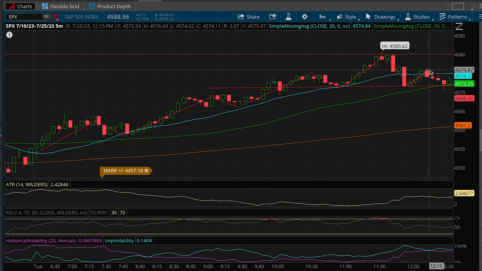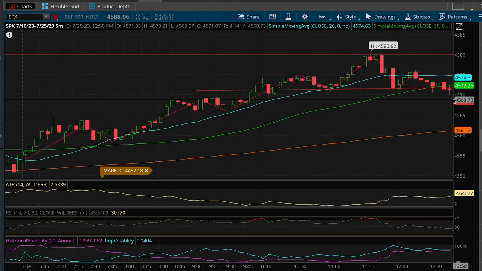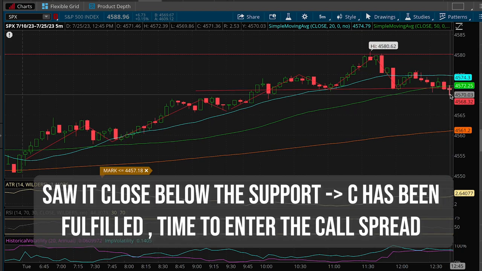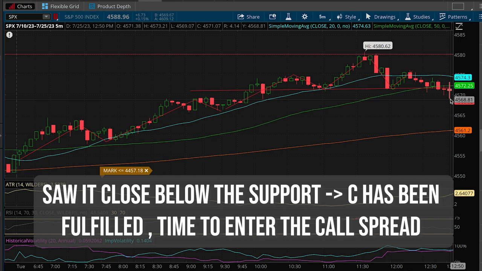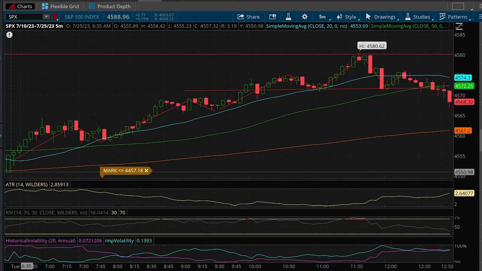Now, once it formed a lower high, it's going to start wedging into this area. And now I'm just waiting for a candlestick to break and close below. On this candlestick right here, that's when I entered, 45.70, 45.75. And then basically closed it 5 to 10 minutes later, right on this candlestick right here, right before close. By doing this, I'm actually trading the trends without having to worry about how far it falls.